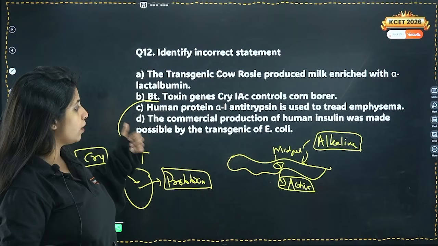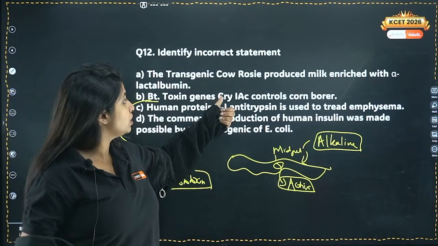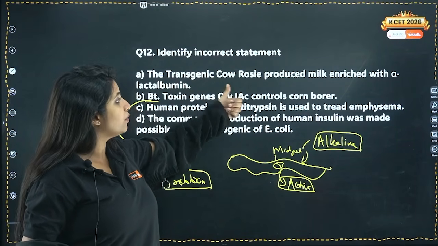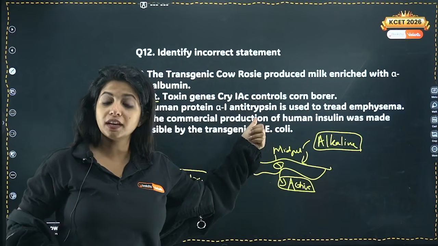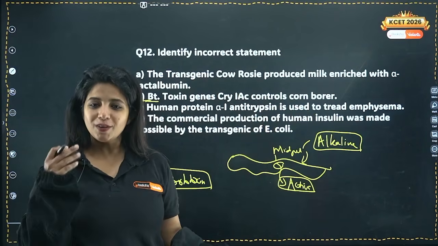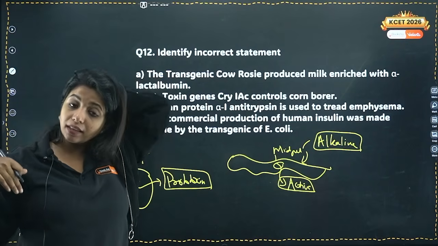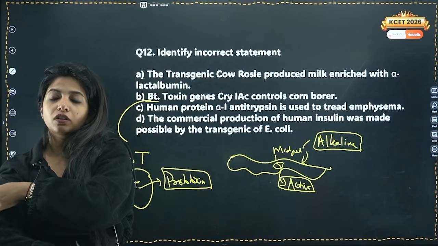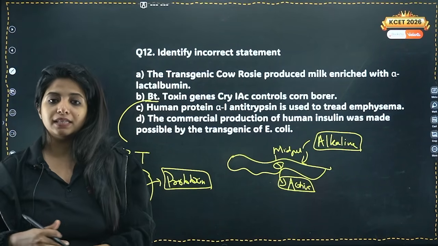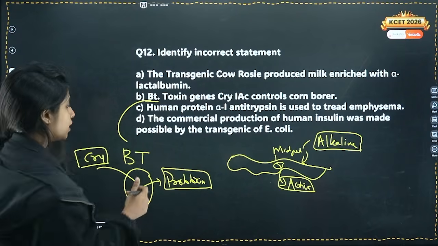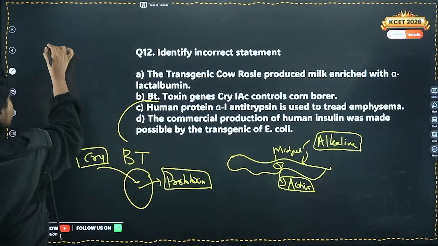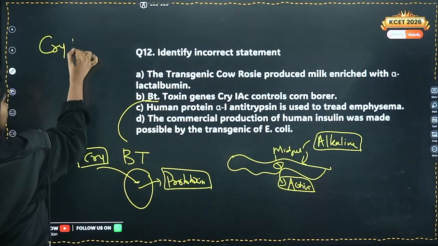So over here, if your question is Bt toxin gene cry 1AC controls corn borers, how will you say? Yes ma'am, yes ma'am. No. So now you have to know that the cry genes are very specific. What are they? They are very specific. They cannot just randomly act on any insect out there. They are very specific. So over here, remember, you have 3 cry genes in your NCERT.